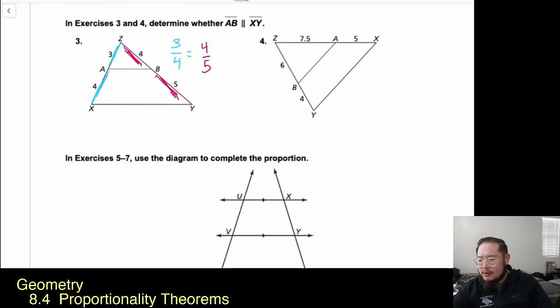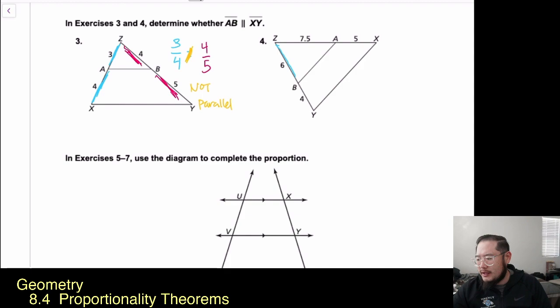So what we've determined right here is they're not equal. So that means not parallel. Simple as that. Remember, they have to be proportionate in order for AB to be parallel with the third side, XY. So let's try this again with number 4. Let's see if we have better luck here.